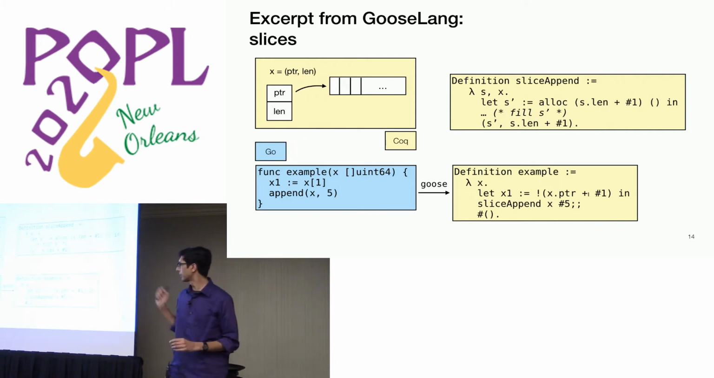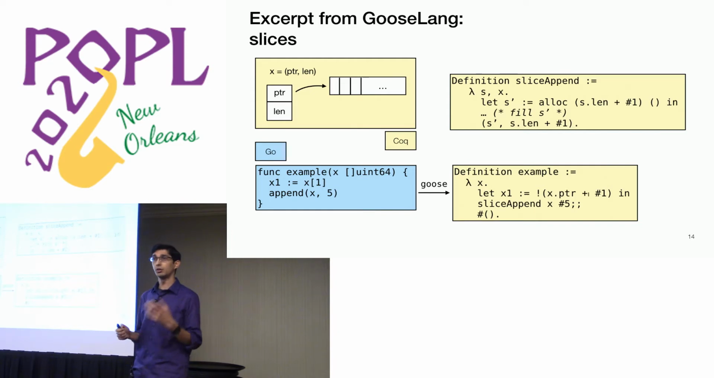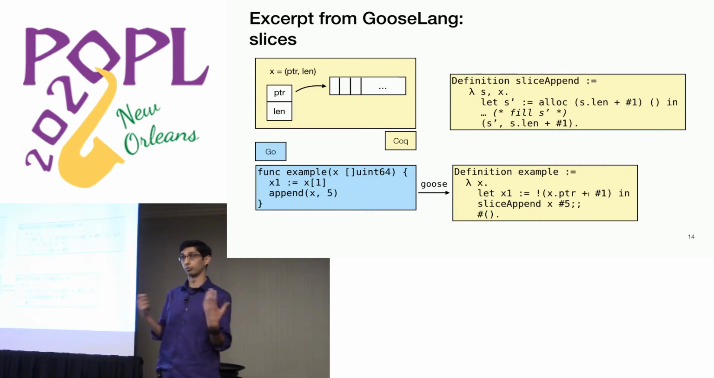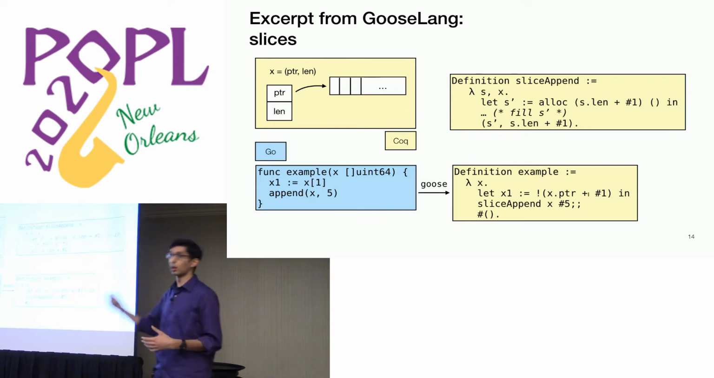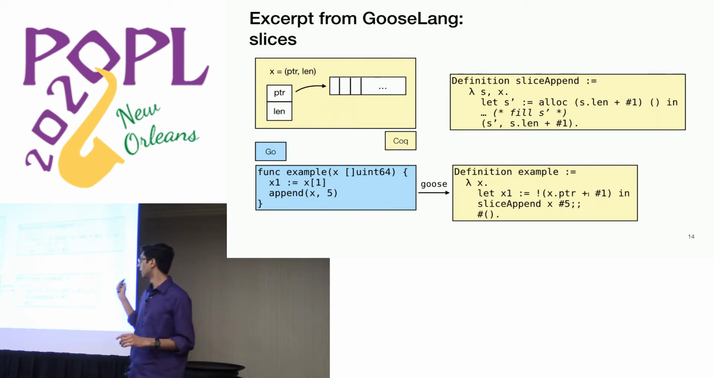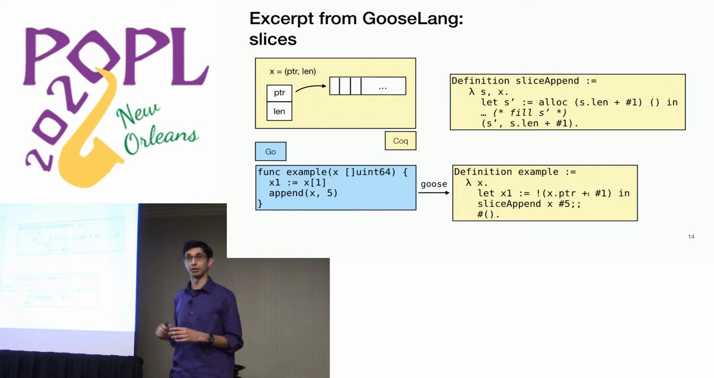Loads are a little bit more complicated than what's on the slide. In reality, Go will panic. It will throw an exception essentially if this index is out of bounds. And our model does account for that. It has undefined behavior if that index is out of bounds according to the length.